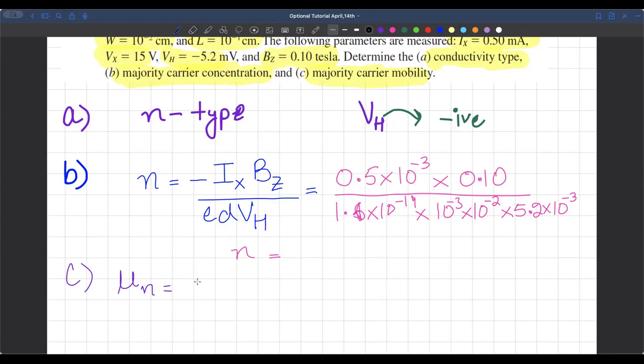Okay, so mu n, you just have to use the formula, nothing very difficult. So I'm just going to use the formula. You can go back and see the formula there. We already talked about it. Okay.